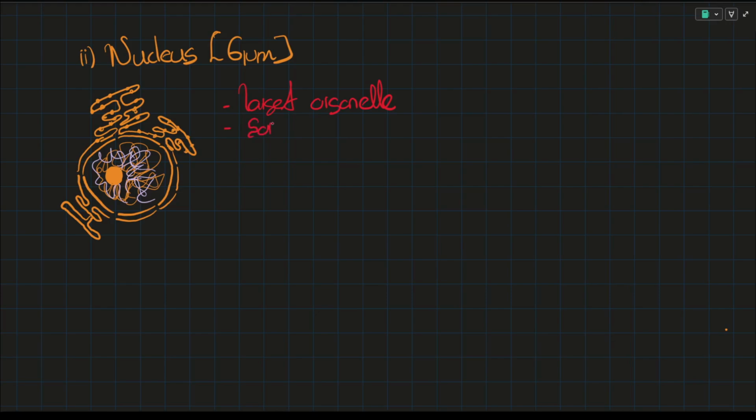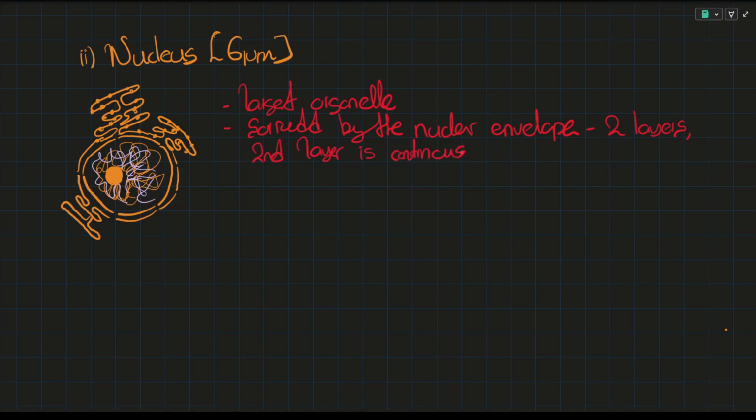The nucleus is surrounded by the nuclear envelope. Now, these are the 2 layers I was talking about. 2 layers. And then this second layer is continuous with the RER, rough endoplasmic reticulum.